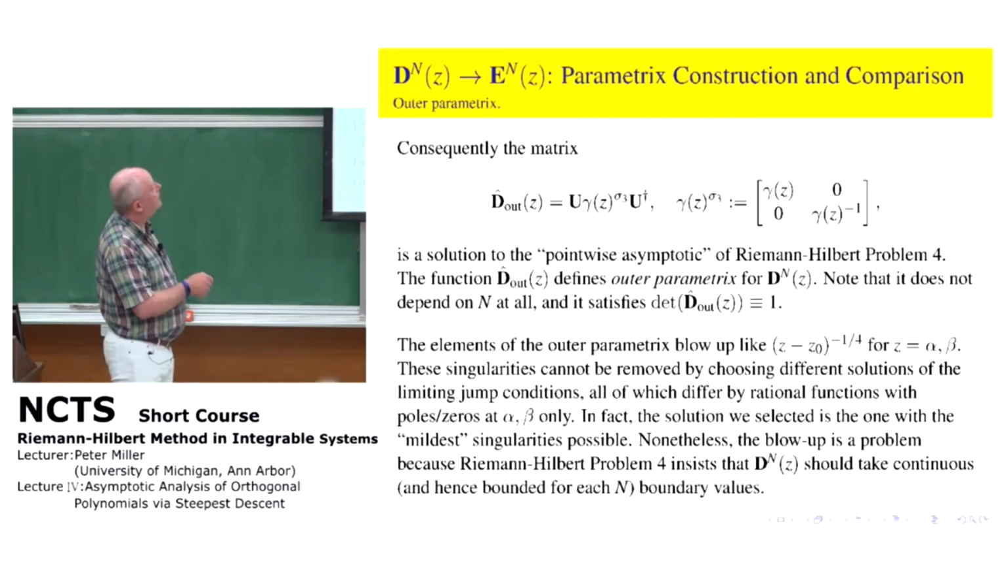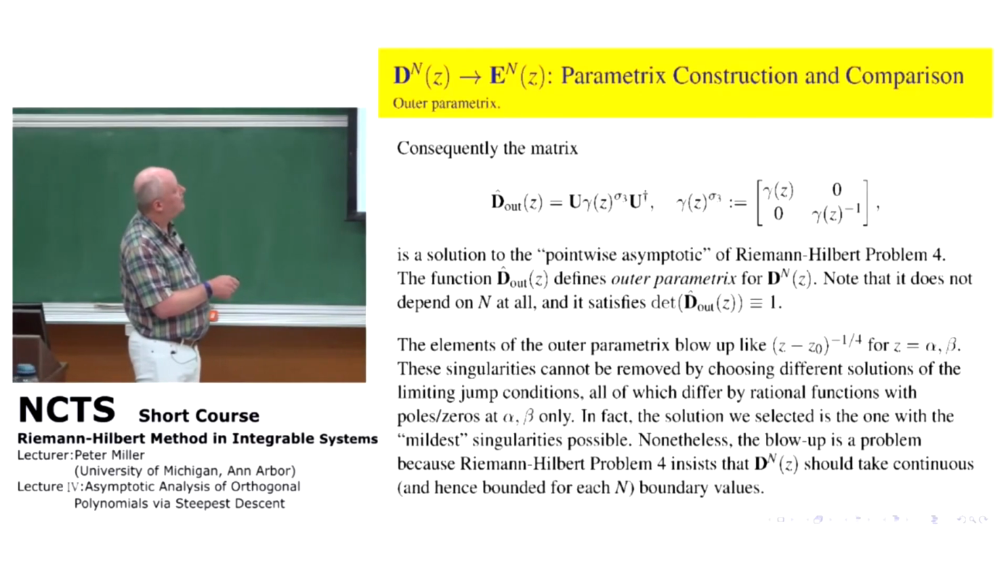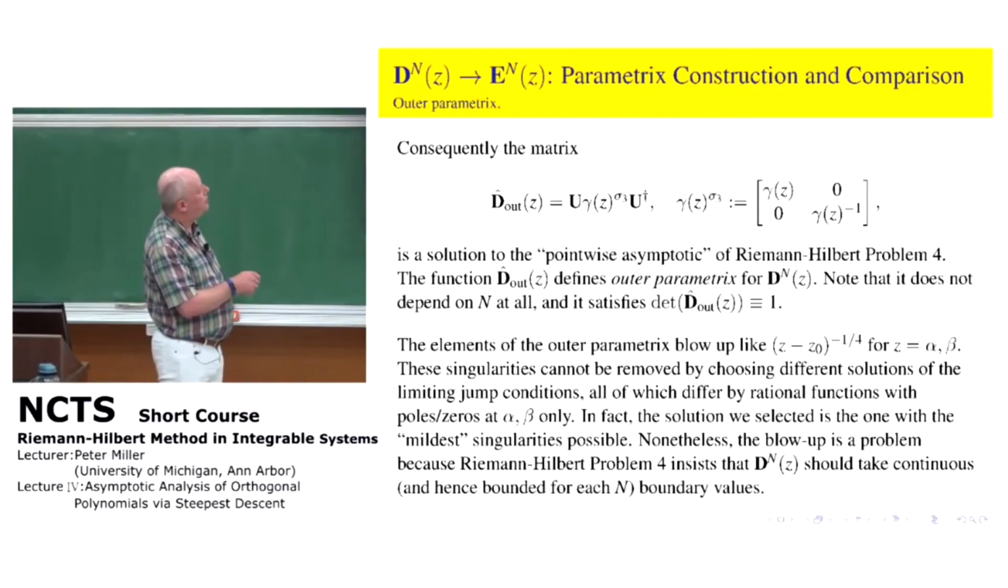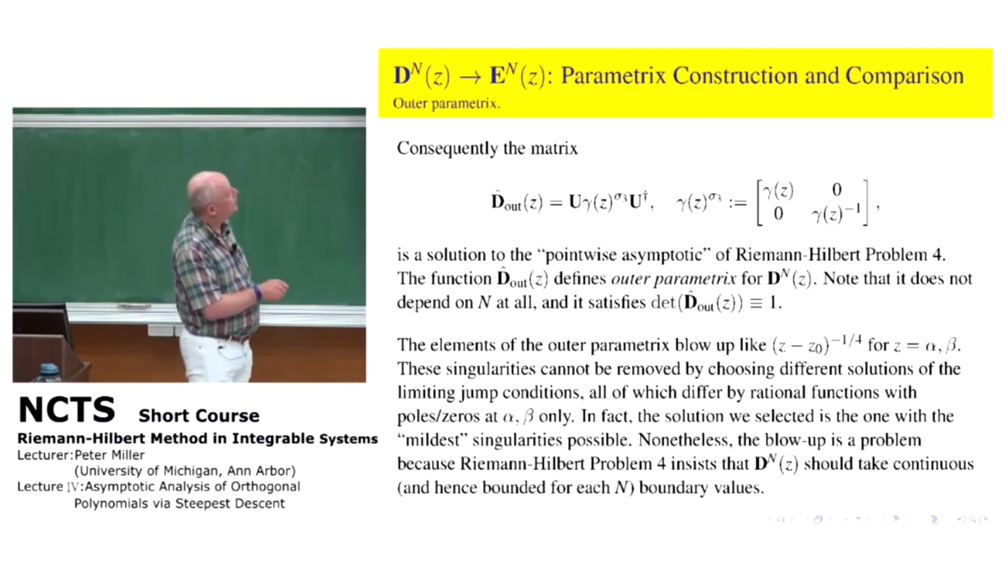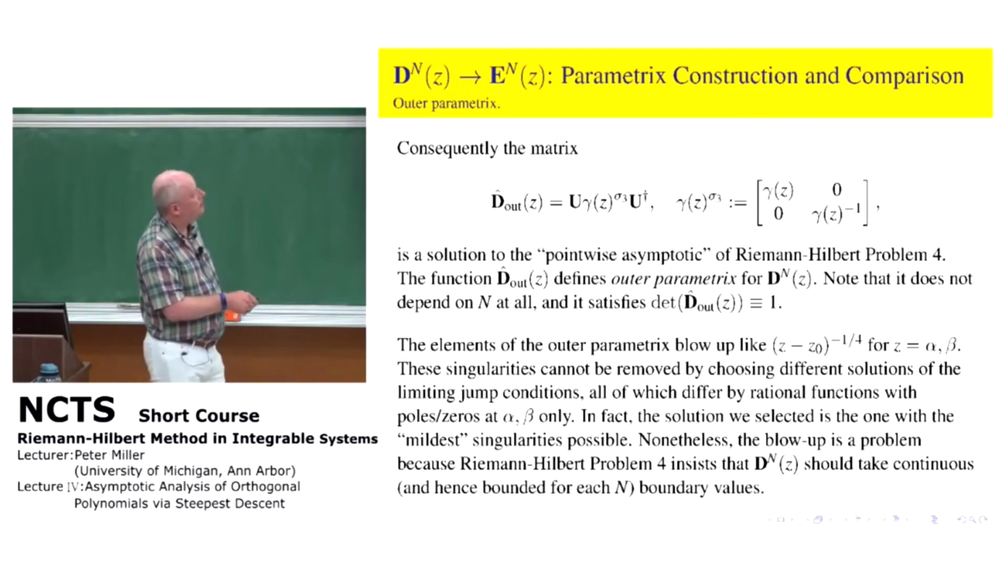So consequently, this matrix, so now we have to undo it, so we reconjugate like this. We take gamma to the sigma 3, conjugate by U, that's called d hat out, okay? So that thing is a solution of the pointwise asymptotic Riemann-Hilbert problem 4, and this function d hat out defines our outer parametrics for DN. So I would like to observe that even in the symbols, there's an n, which is our matrix size parameter in random matrix theory over here, and there is no symbol like that over here, and that's because this quantity does not depend on n at all.